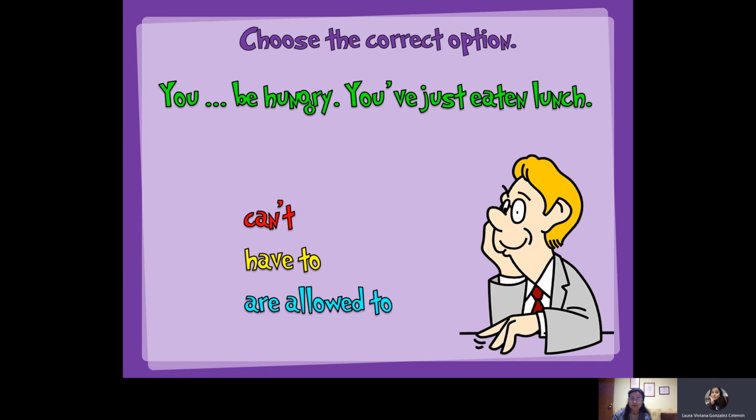You can't be hungry. And remember the difference, Laurita, between the pronunciation can and can't. Can is affirmative. Can't is negative. You can be hungry or you can't be hungry. What is the appropriate one? Laurita, can you repeat?